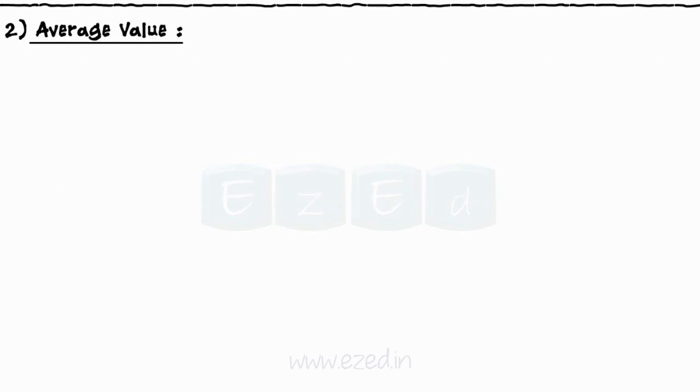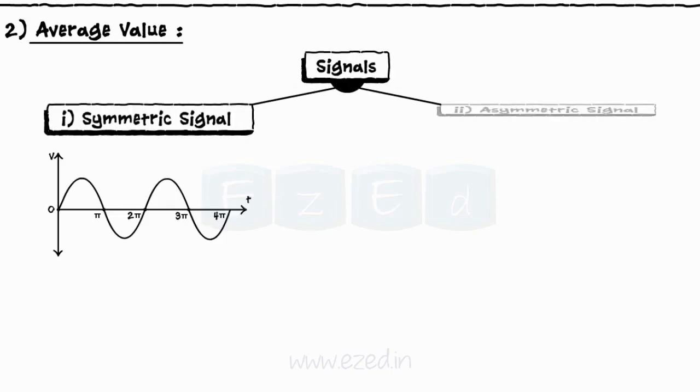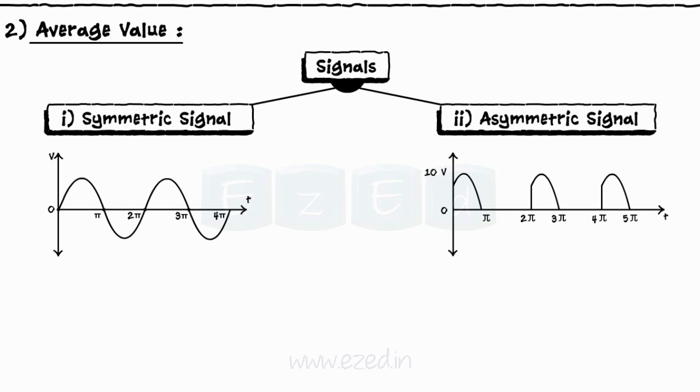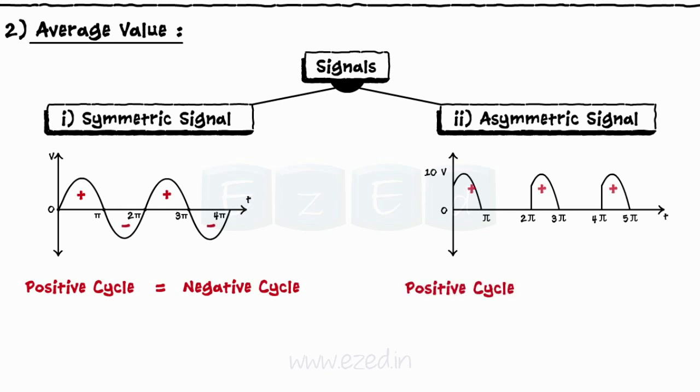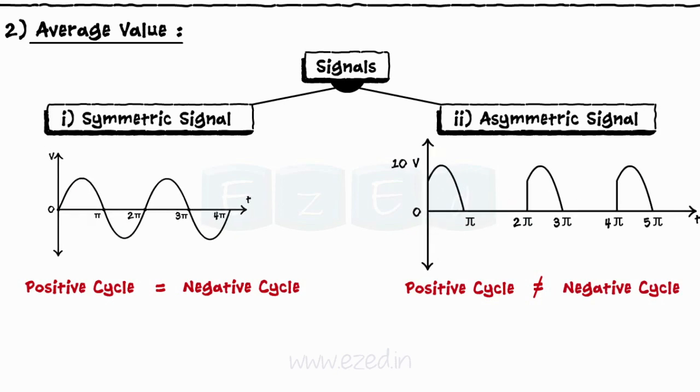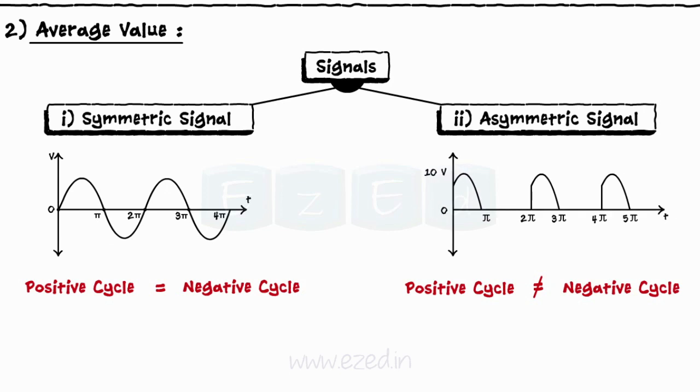Now there are two main categories of signals, the symmetrical signal and the asymmetrical signal. The signal is symmetrical if its positive cycle is exactly equal to the negative cycle. And if the positive cycle differs from the negative cycle, the signal is asymmetrical. A few examples of symmetrical and asymmetrical signals are as shown.